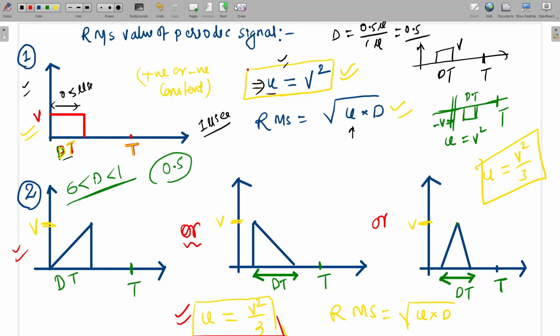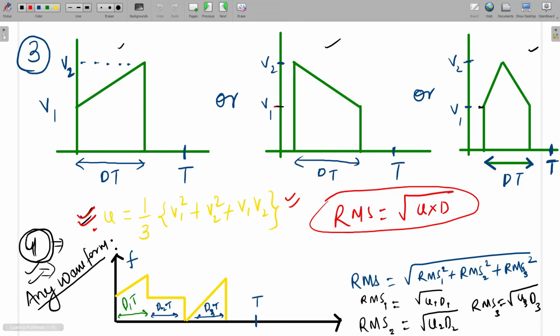Okay. And here for this kind of signal, u will be 1 by 3 into minimum square plus maximum square plus minimum into maximum. So this will be the u for this function. All three types of function you have to memorize. And RMS for all types of function is equal to the duty ratio, for which the waveform is present, into u. So this will be the RMS value.